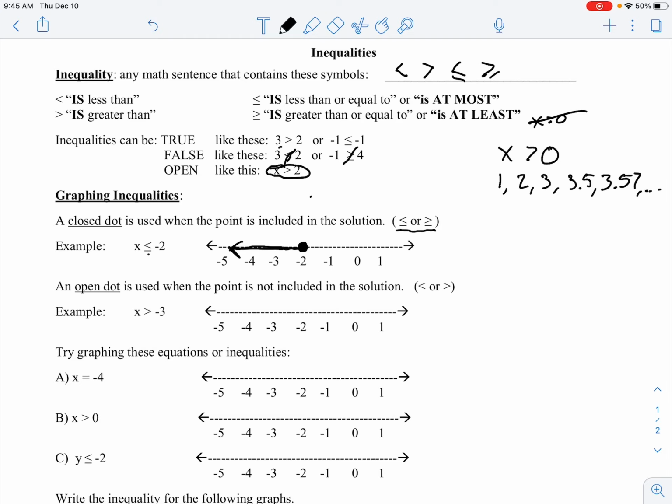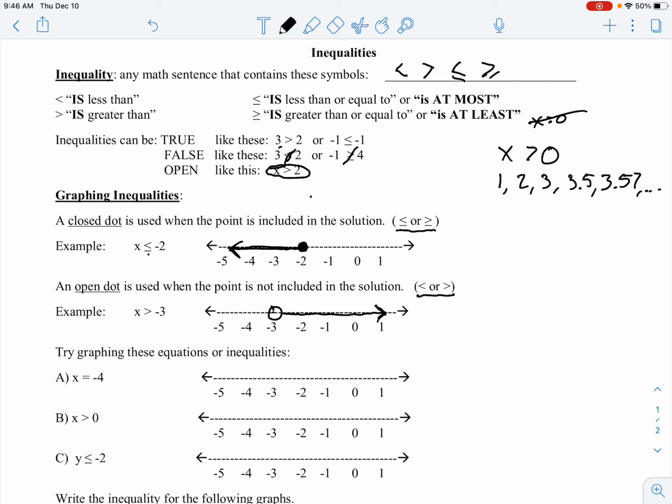Alright, and then for a less than or a greater than sign, such as here, we want to use an open dot, which means that the number that is being showed is not included in the solution set, but everything else is. So up above we had -2. With a closed dot, that means -2 works for the answer. For this one here, when we have an open dot, that means everything to the right of this counts in our solution set, but -3 itself will not be included in our solutions.